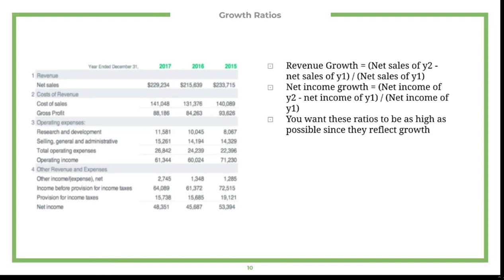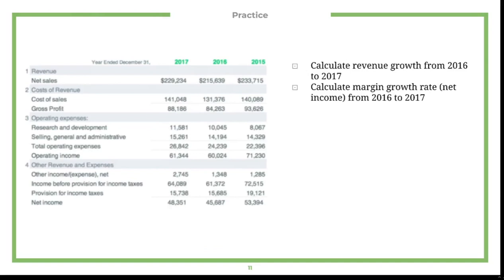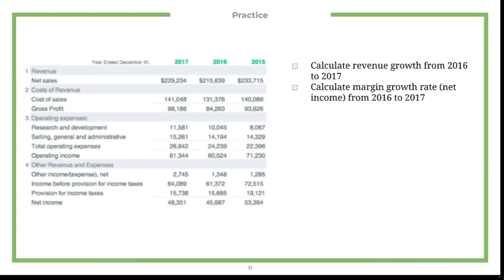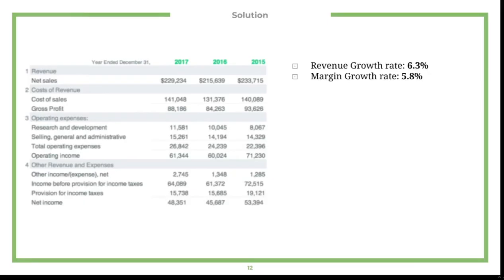So now let's do a little bit of practice. So calculate the revenue growth from 2016 to 2017 and calculate the margin growth rate from 2016 to 2017. And remember that margin growth is the same thing as net income growth. So go ahead, pause your videos again and unpause when you're ready. So here's the solution. So the revenue growth rate is 6.3% and the margin growth rate is 5.8%.